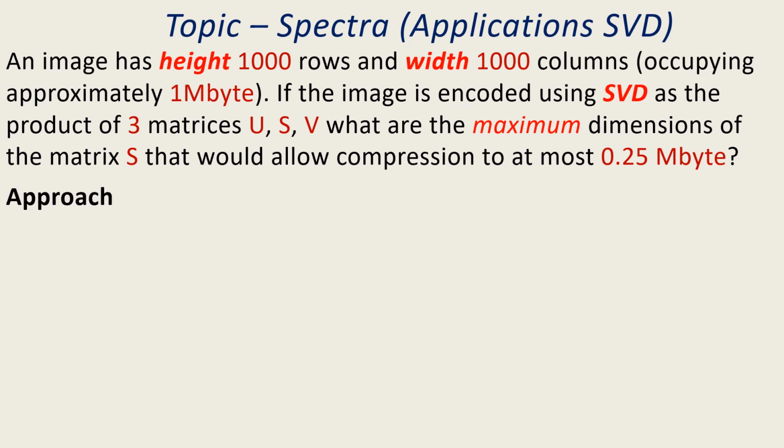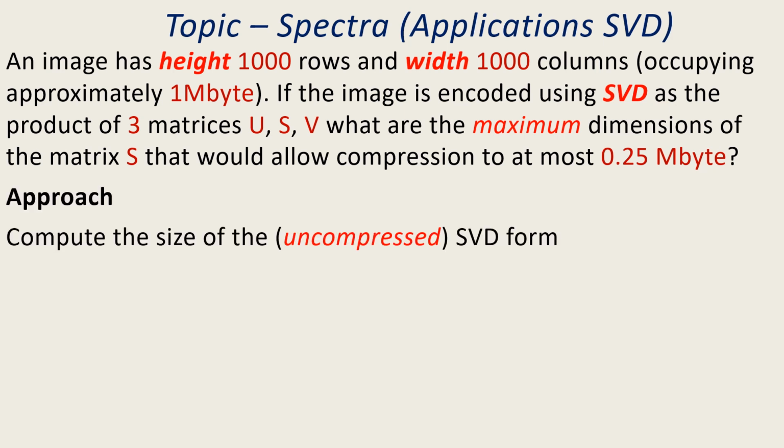So how do you go about doing that? First of all, you compute how big the uncompressed singular value decomposition form is. So in this case, the height multiplied by the width plus the width squared plus the width multiplied by the height. Now the width and the height in this case are exactly the same. They're 1,000. So in this case, the size of the uncompressed form is 3 times 1,000 squared.